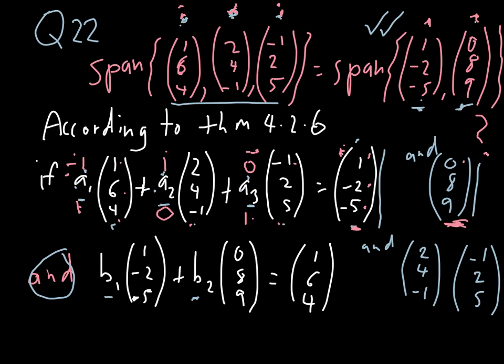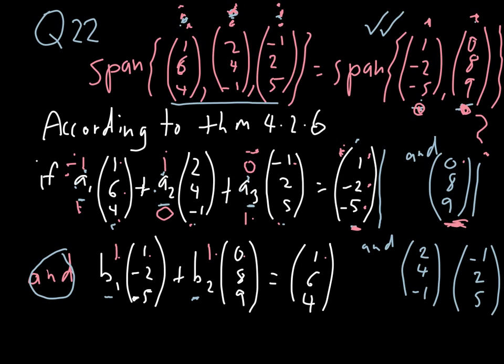Then finally, to invoke this theorem properly, we have to do it in reverse. So we need to take a linear combination of these two vectors here and make them equal to that vector, and then do the same thing to make them equal to that vector and that vector. So another example, if we take b1 equal to 1, b2 equal to 1, we go 1 lot of 1 is 1, plus 1 lot of 0 is 0, so it's equal to 1, big tick.